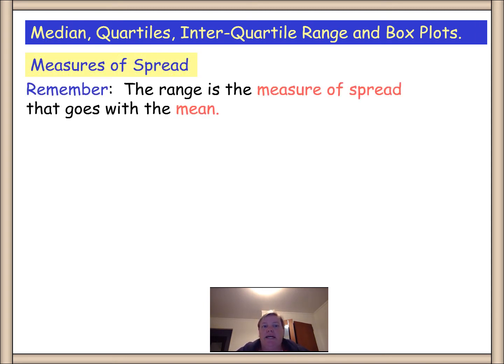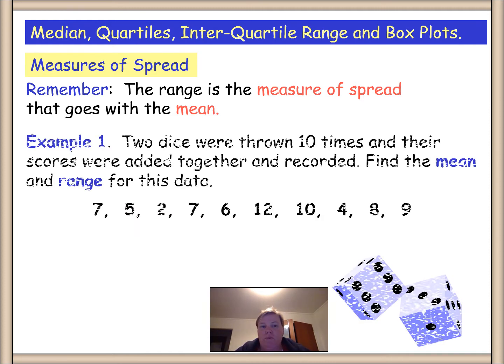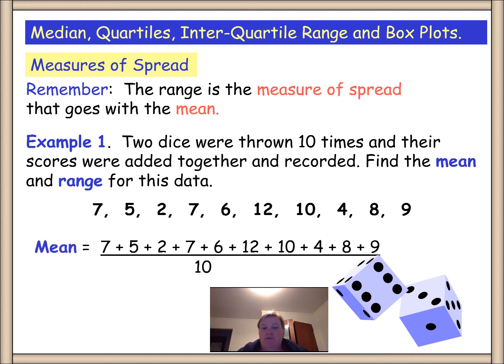First of all, it's a good idea to remember that a measure of spread is a range, and that generally goes with a mean. So if you throw two dice 10 times and their scores are added together, and you find the mean and the range for this data, for the mean, you're going to add every one of these pieces of data together: 7 and 5 and 2 and 7 and 6 and 12 and 10 and 4 and 8 and 9. Okay, press equals, and then divide by 10 because you had 10 different scores. Okay, just as I've done here.